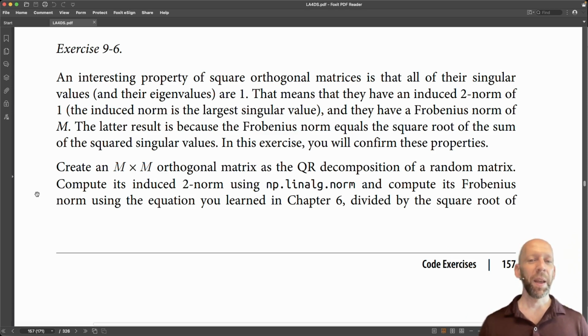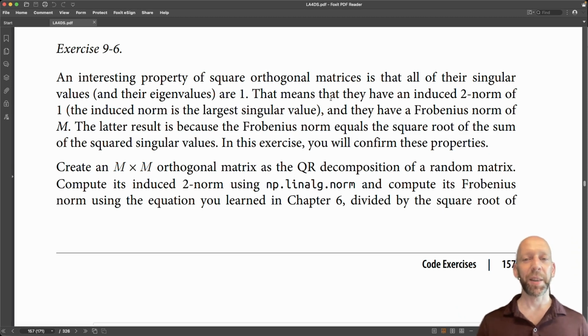Now, there's a lot of text for this exercise, but you don't actually need so much code to solve this exercise. That's because I wanted to take this opportunity to just teach you some interesting properties of orthogonal matrices. Some of which is that their singular values and their eigenvalues are all 1. Now, I haven't yet in this book introduced you to singular value decomposition and eigendecomposition. So you will learn more about that and interpreting these values later in the book.